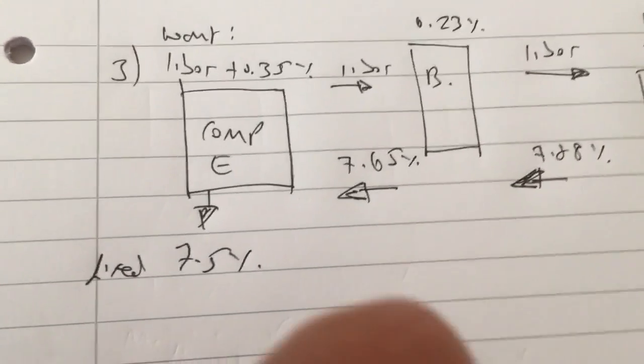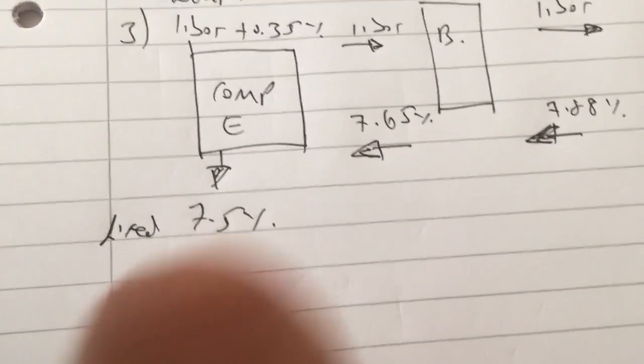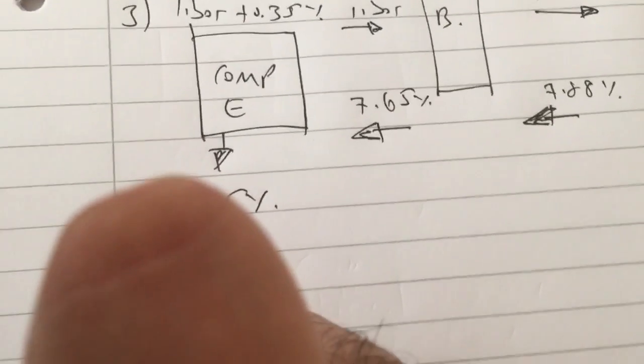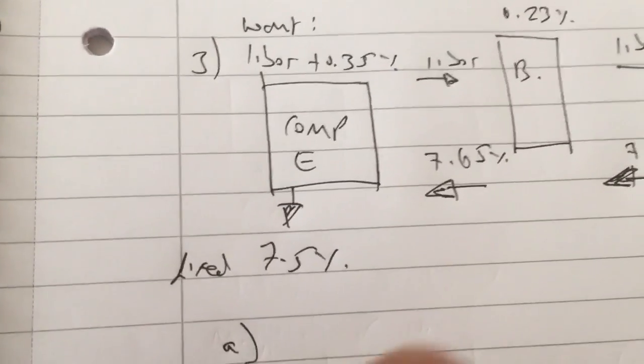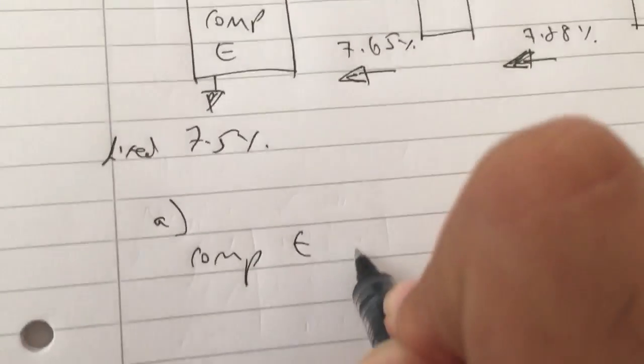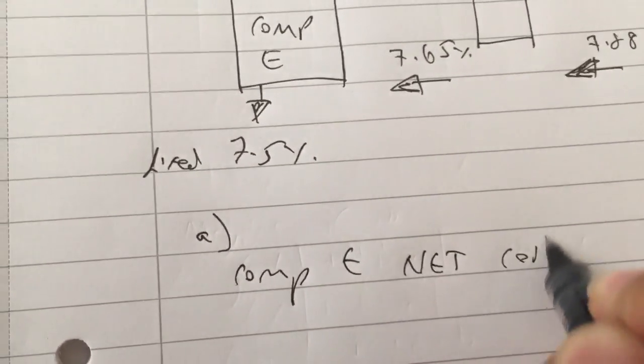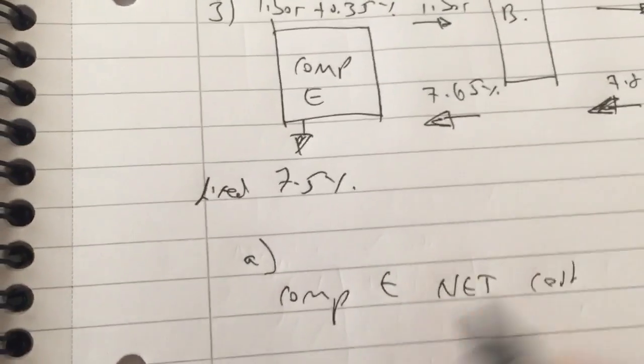Okay, so this one's short. Question 3 is shorter. It's basically what we just did for question 2, part A. It doesn't have parts B, C, and D, just one main section. So company E's net cost. We're forcing them fixed 7.5%, so it's positive.